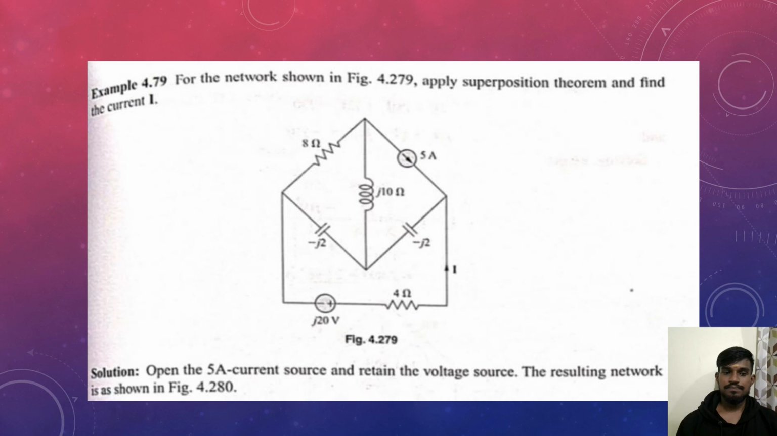Let's go for the superposition theorem. For the network shown in the figure, apply the superposition theorem and find the current I. In this diagram, we have to find the current I. Open the 5A current source and retain the voltage source. The resulting network is shown in figure 4.280.